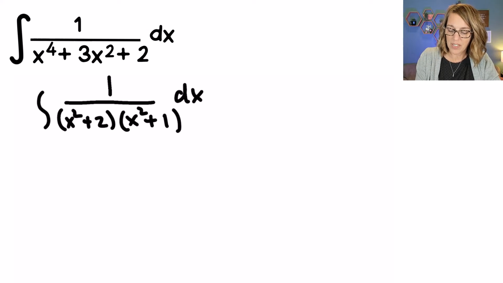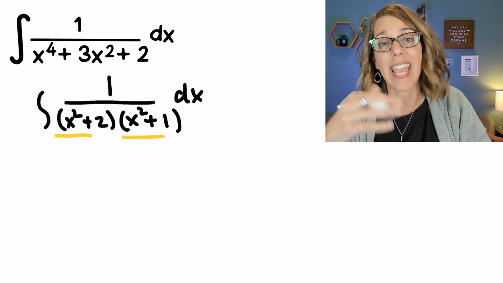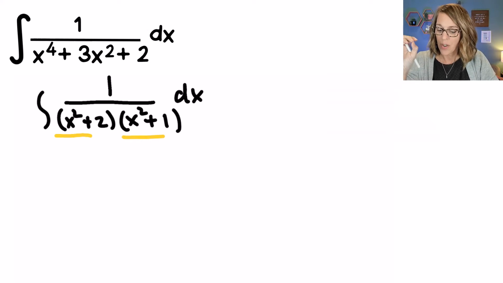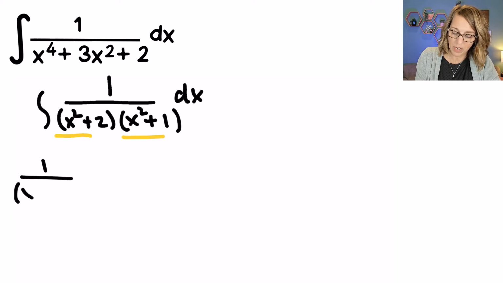Now, both of these denominators are irreducible quadratics. That means that I can't factor them any further over the integers. So I need to set up my template a little bit differently. I'm going to go ahead and take that rational expression out of my integrand for now.